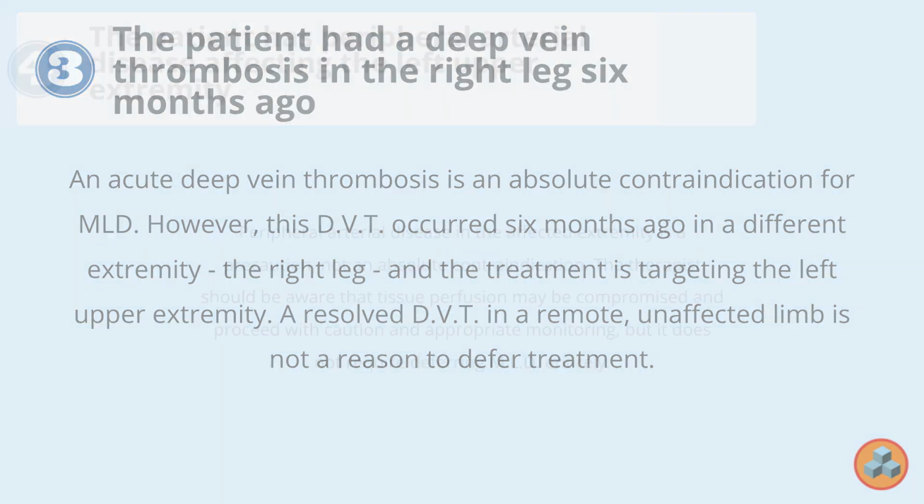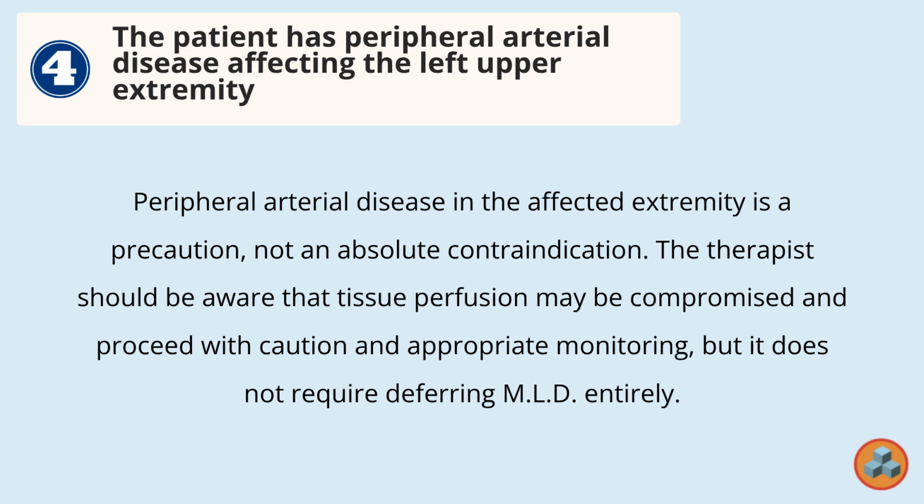Option 4. The patient has peripheral arterial disease affecting the left upper extremity. Peripheral arterial disease in the affected extremity is a precaution, not an absolute contraindication. The therapist should be aware that tissue perfusion may be compromised and proceed with caution and appropriate monitoring, but it does not require deferring MLD entirely.